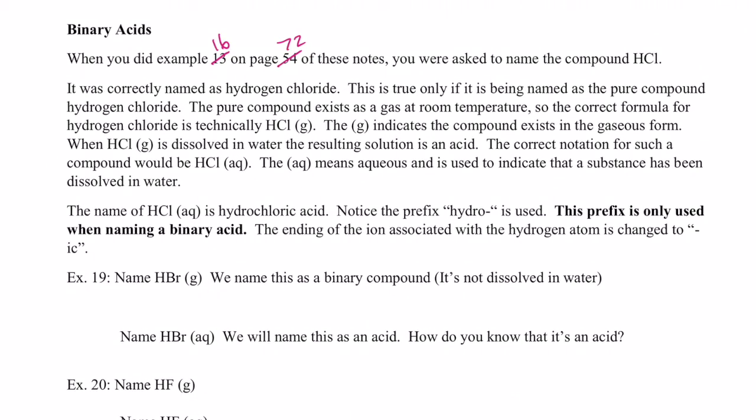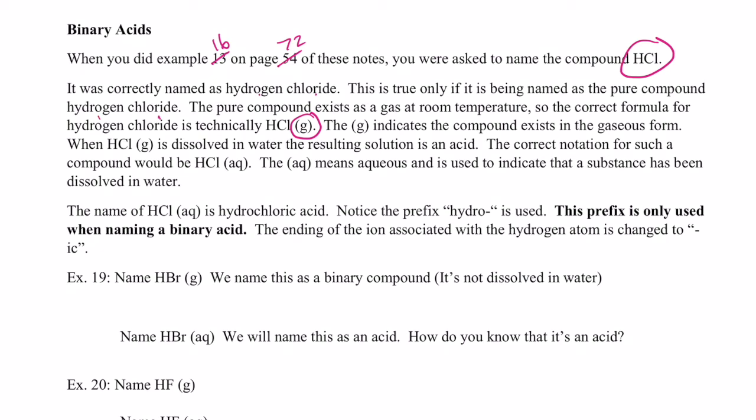Now not too long ago, on example 13, on page 72 of these notes, we were asked to name the compound HCl. It was correctly named as hydrogen chloride. Now this is true if it's being named as the pure compound hydrogen chloride, but the pure compound exists as a gas at room temperature. So the correct formula for hydrogen chloride is actually HCl with a (g) in parentheses. Now of course the g indicates that the compound exists in the gaseous form.